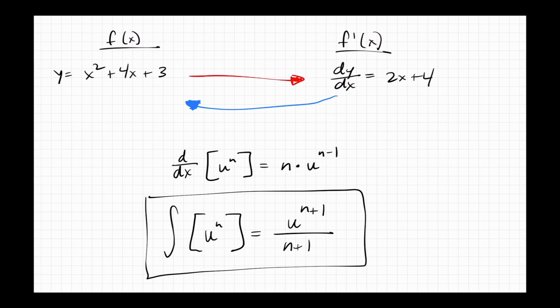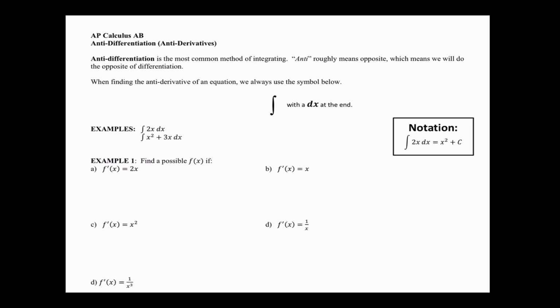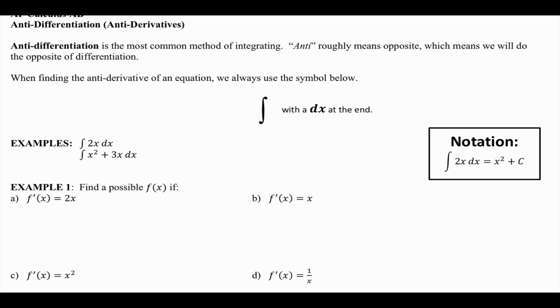All right, so let's go back to the front. A little bit of background. Anti-differentiation is the most common method of integrating. There's different ways of integration. What is integration? We're going to talk about that probably later this week. We'll talk about what integration means, right? Derivatives mean slope of the tangent line at a certain point. That's what derivatives mean. Integration means something too, but don't worry about that right now.